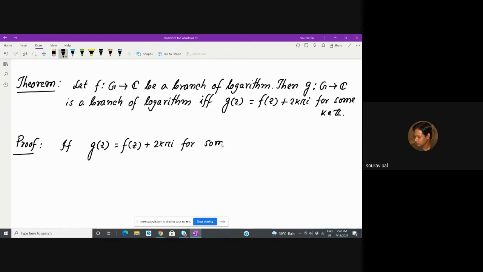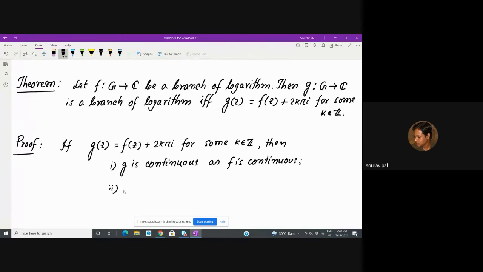Or some k, then we have this, right? Number one, g is continuous. Why? As f is continuous, right? So it has to satisfy both the conditions.